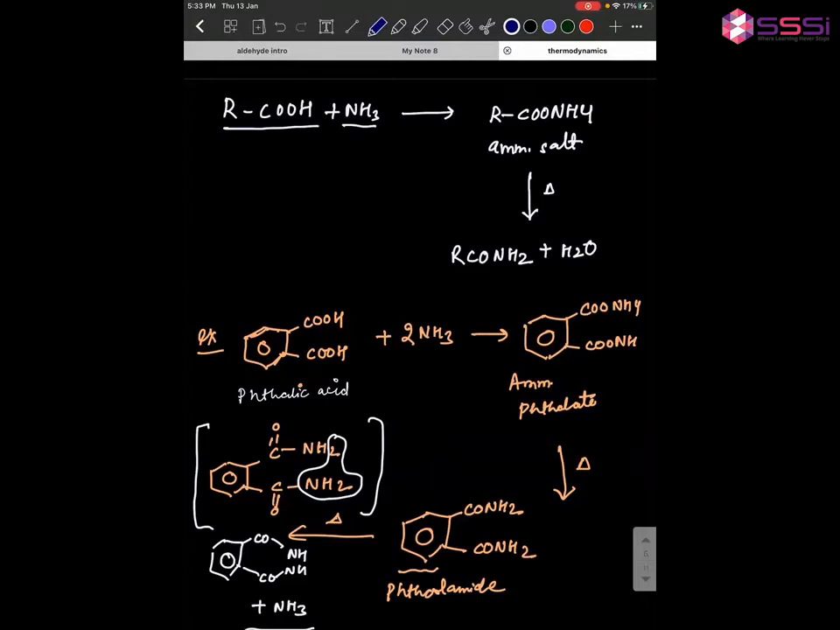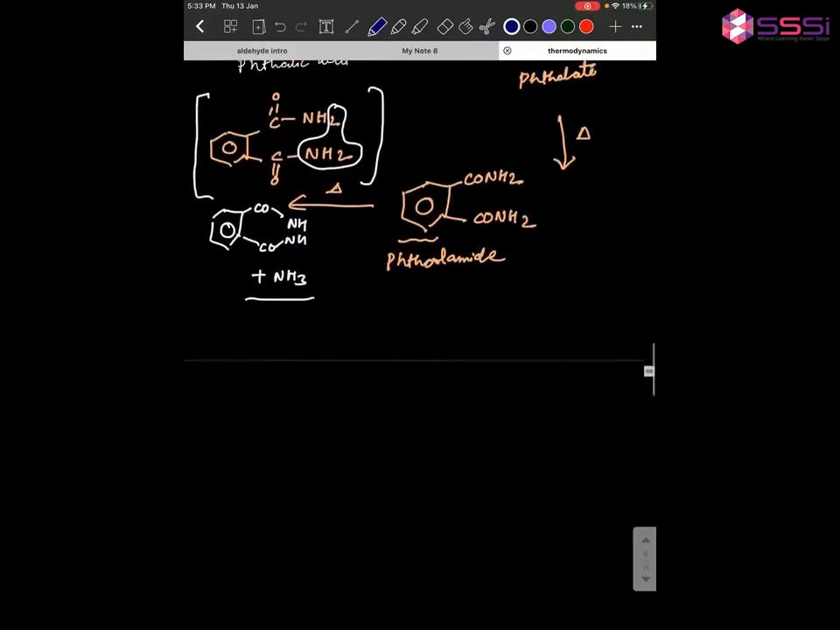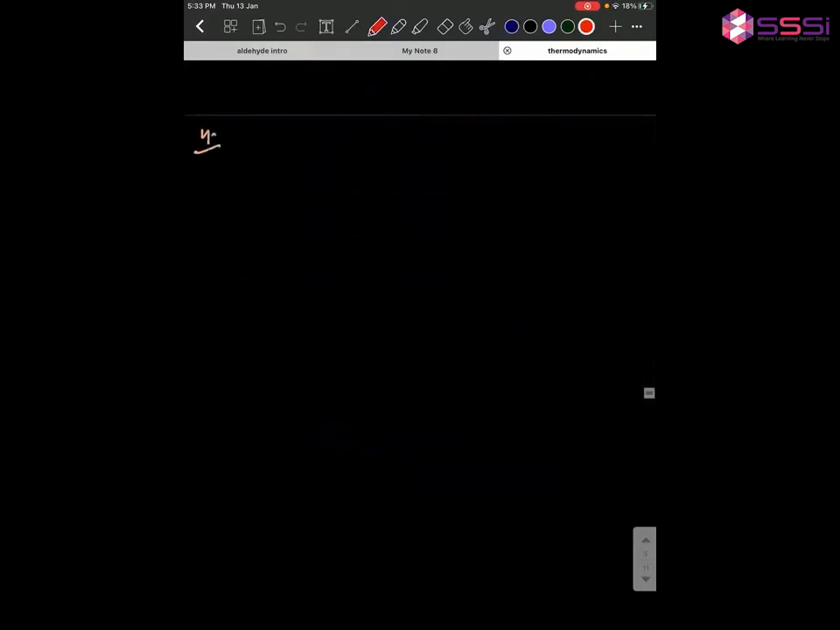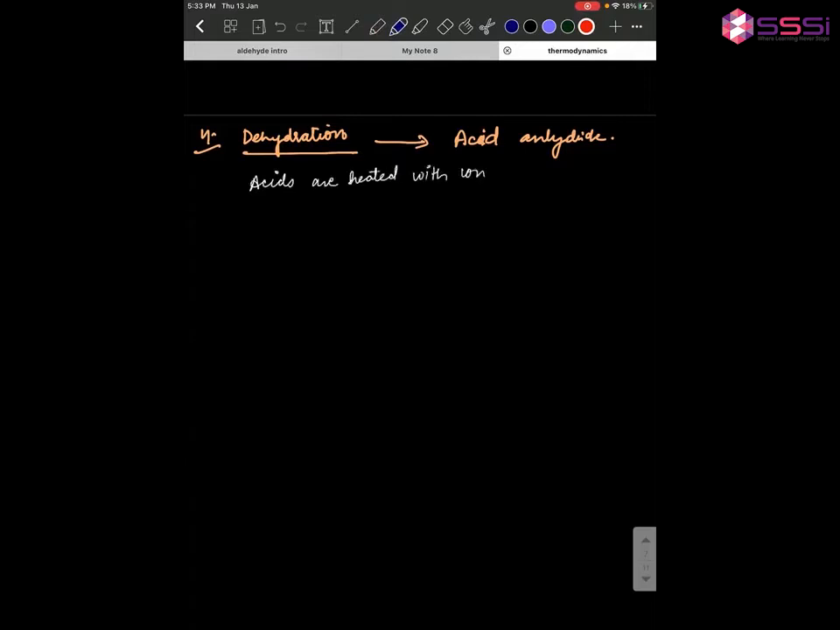Now the last type where cleavage of OH bond takes place is the process of dehydration. Very simple process. What is dehydration? Removal of a water molecule. We will study this with two carboxylic acids. On dehydration of carboxylic acid, we get acid anhydride as a product. In this process, the acids are heated with concentrated H2SO4 or P2O5. Both work as dehydrating agents.